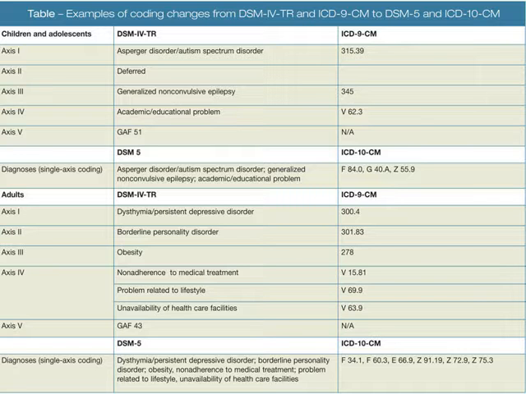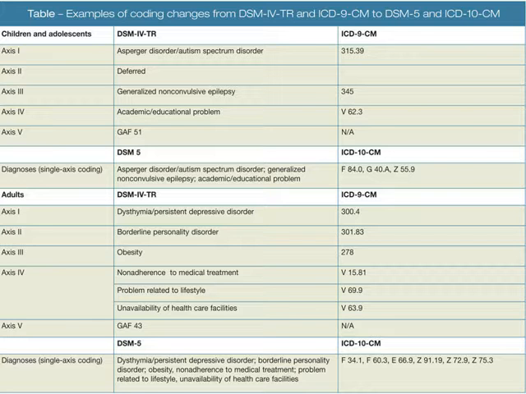Okay, so now looking at the DSM-5 single axis coding. It's basically the same, except it reads in a better flow. Dysthymia or persistent depressive disorder; borderline personality disorder; obesity, non-adherence to medical treatment, problems related to lifestyle, unavailability of healthcare facilities. All of those have ICD-10 codes, so dysthymia or persistent depressive disorder has F34.1, borderline personality disorder has F60.3, obesity has E66.9, and so on and so forth.